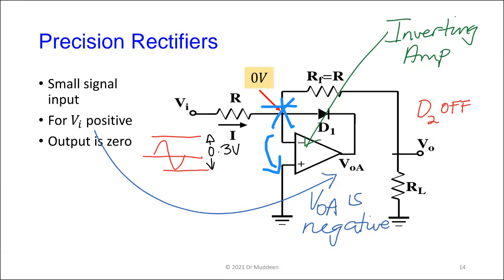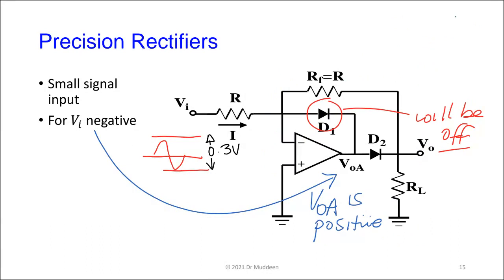So what do we have? The output is disconnected. So one end of RL is at ground. The other end, through this chain with RF, is also at 0. So no current coming through. So in other words, if Vn is positive, nothing comes out. The circuit ignores that. Fair enough? Good.